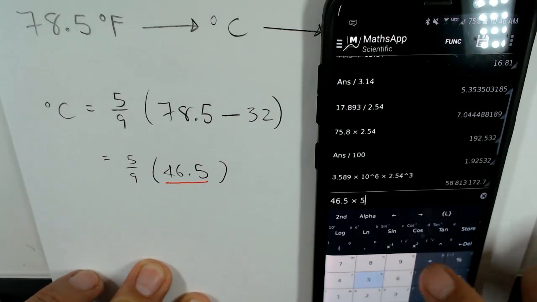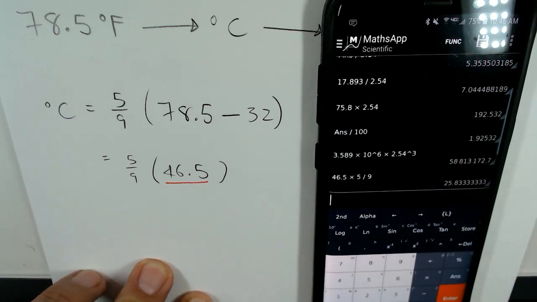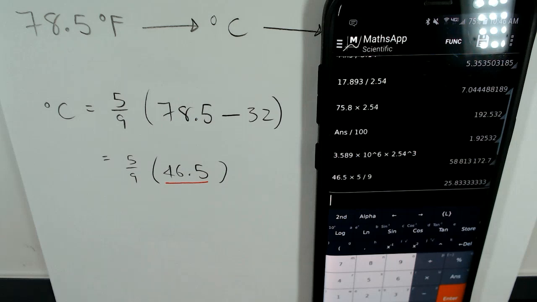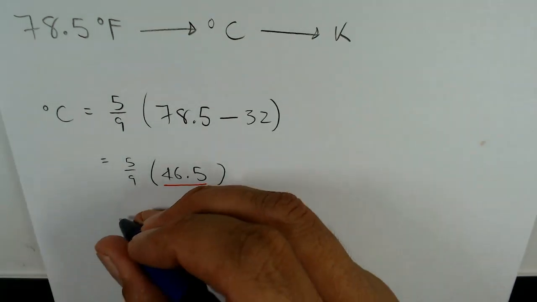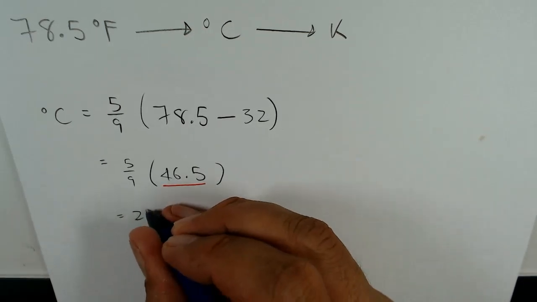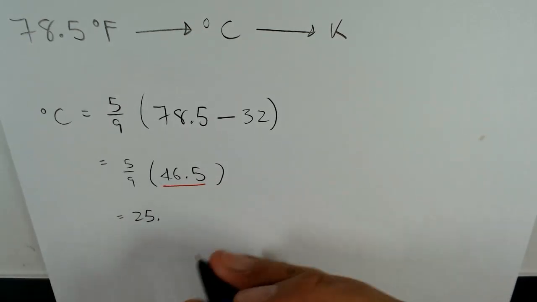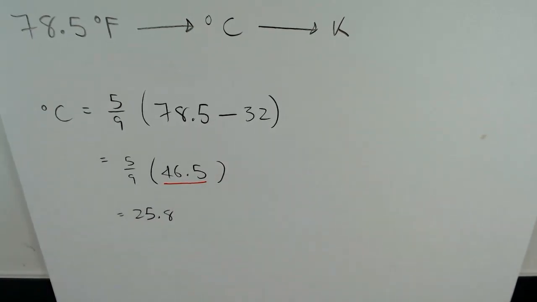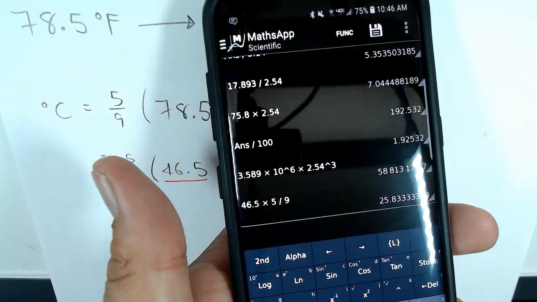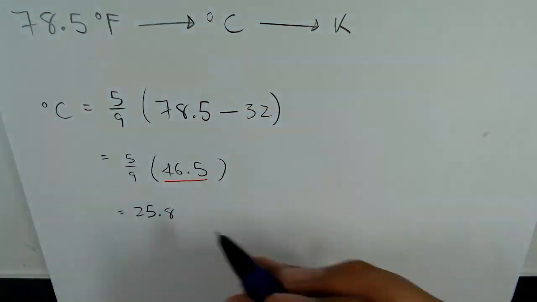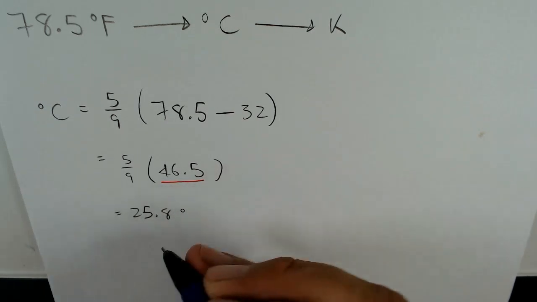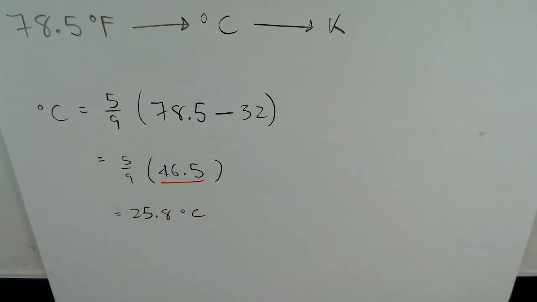46.5 times 5 over 9, and I'm getting 25.8, etc. So how many sig figs should my answer have? 3. Yes. And then here I'm going to put my unit back on there. So 25.8. I'm going to not clear my calculator yet. I'm going to leave that number in my calculator, but I'm going to report this answer as 25.8 degrees C.